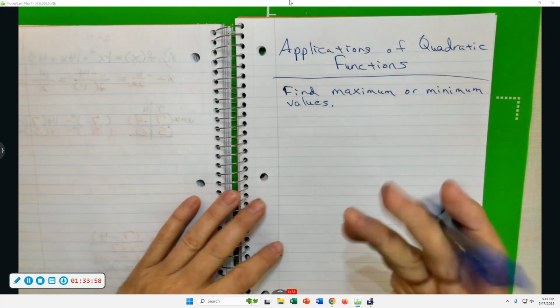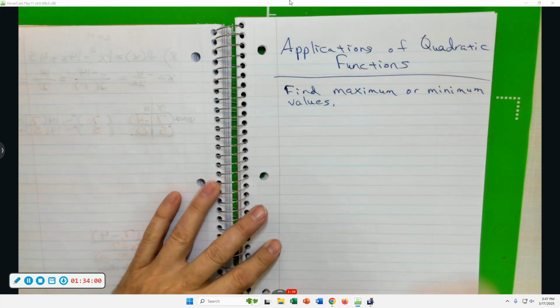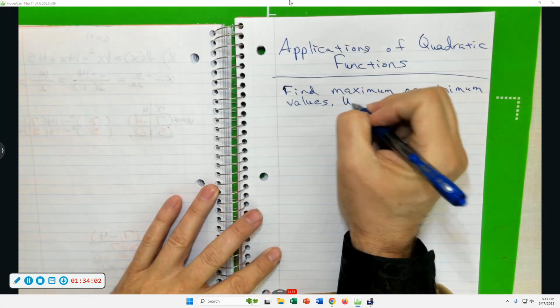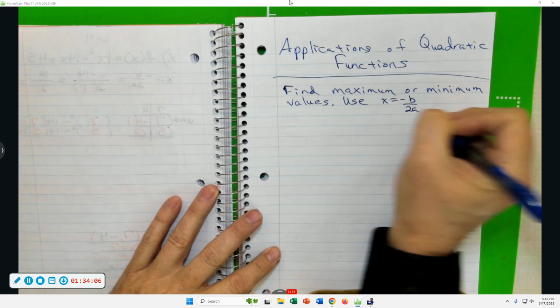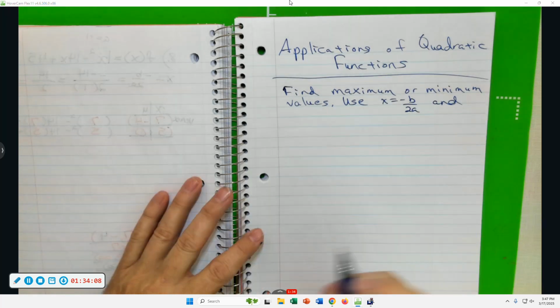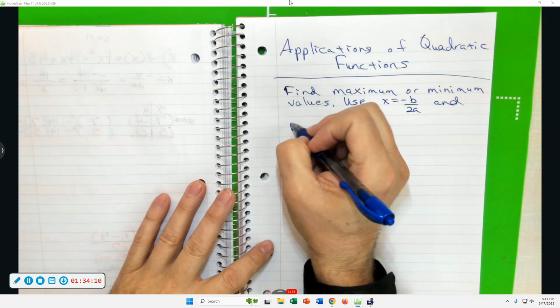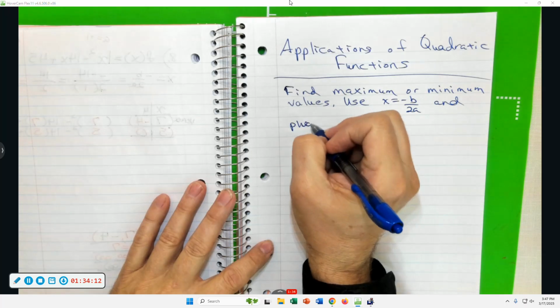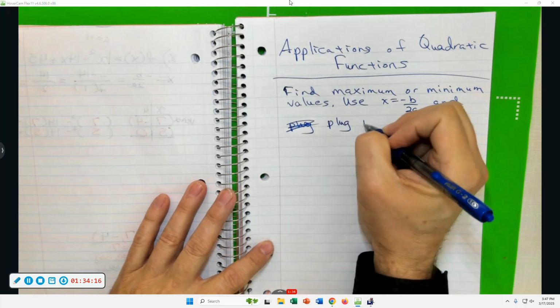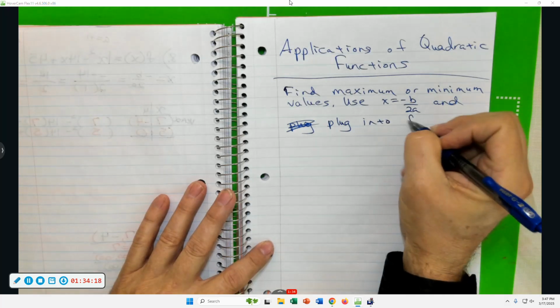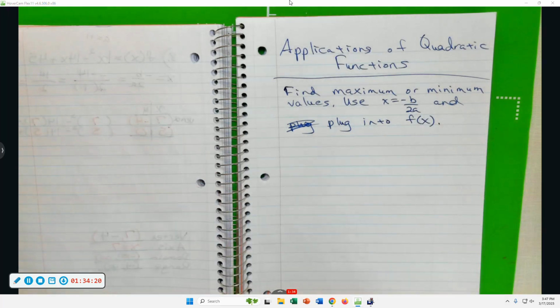So, to find that, you'll have to use the vertex formula. Use x equals minus b over 2a, and then plug that number into f of x, or whatever the function is.